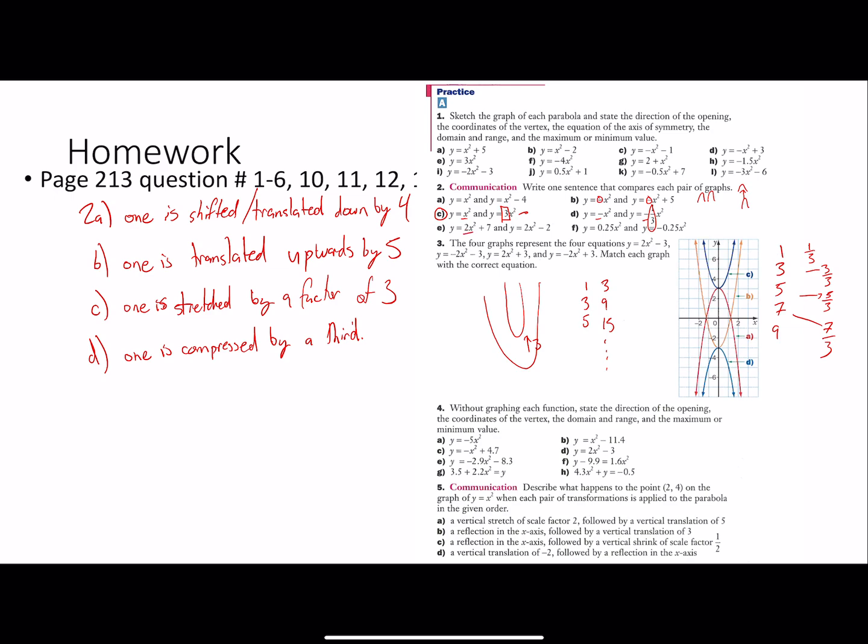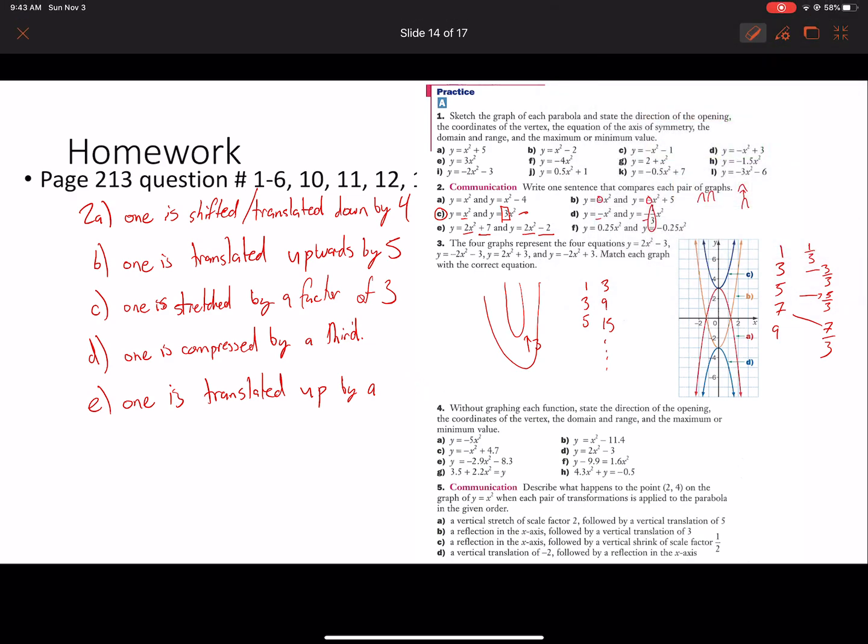E, now look, they're both stretched by 2. One is shifted up 7 from the base case, and one is shifted down. So the difference between these is 9. So I can say E, 1 is translated up by, not even a factor, I'll say by 9 units.